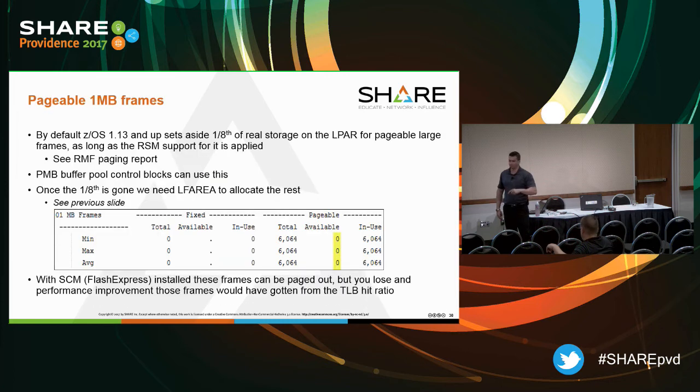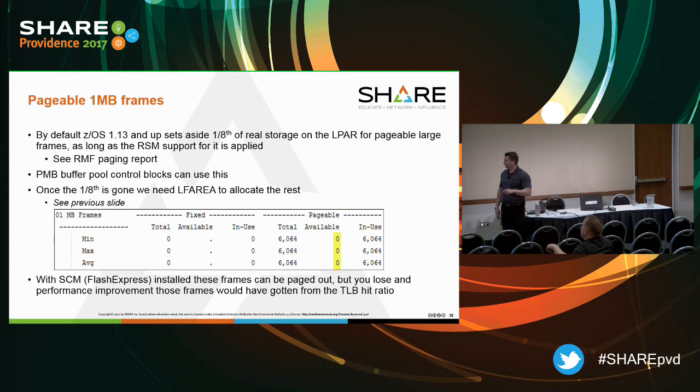Okay, so pageable 1 meg frames. I mentioned we put this back through the maintenance stream in version 10. There was a misnomer when it came out that you had to have Flash Express on the box to take advantage of it. That wasn't true. You just had to have a z196 or up, right? So everybody in here already has this. You're getting this benefit. I wish more customers measured it and noticed it so we could make a big deal about it, but it's on there.